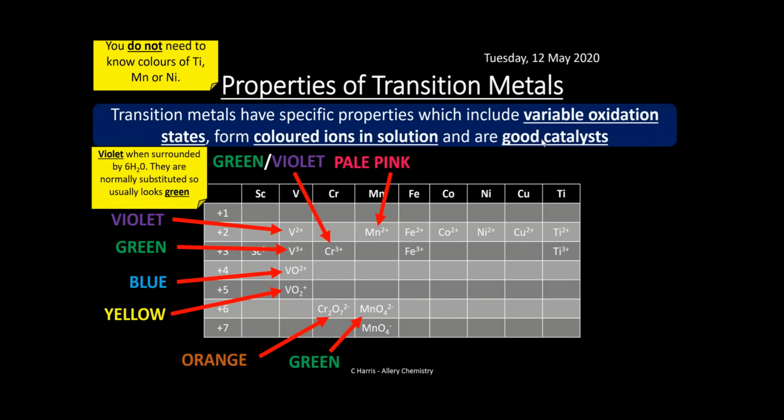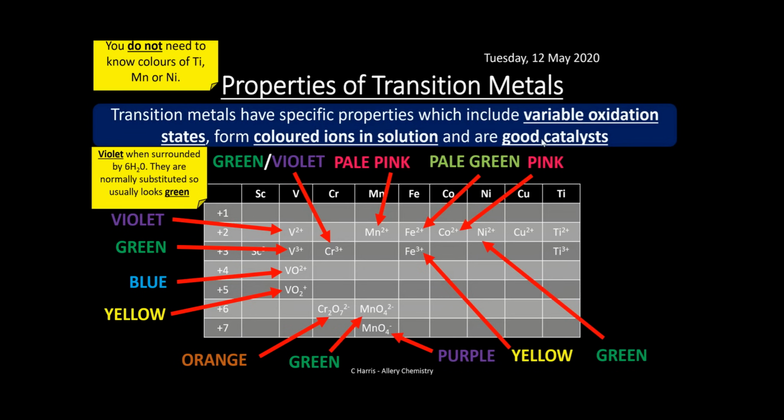MnO4 2- is green, and MnO4- is purple. It's a nice purpley colour. Okay, so it's your manganate. Iron 2 is a pale green colour. Iron 3 is yellow. Cobalt 2 plus is pink.